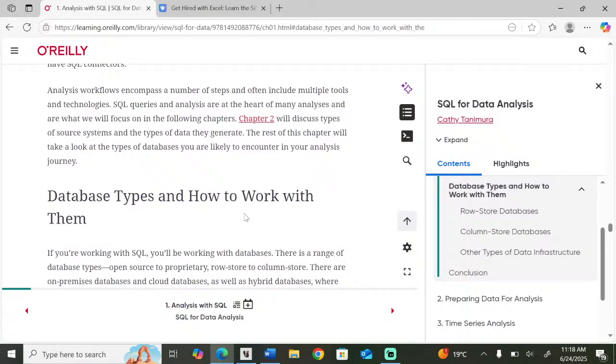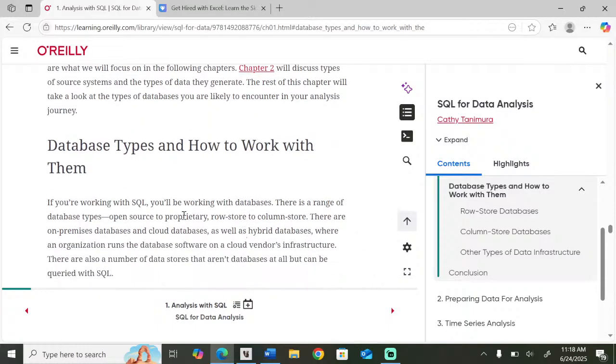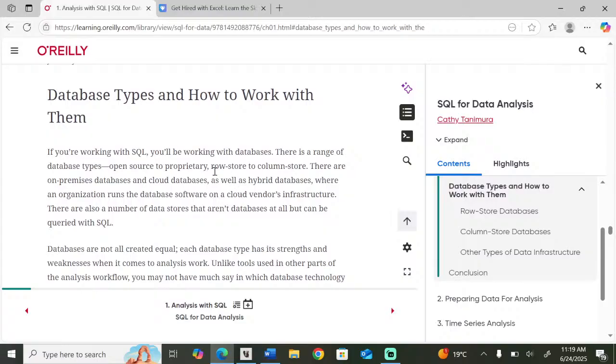Database types and how to work with them. This is a very, very important topic. If you are working with SQL, you'll be working with databases. There is a range of database types: open source to proprietary, row store, column store, right?